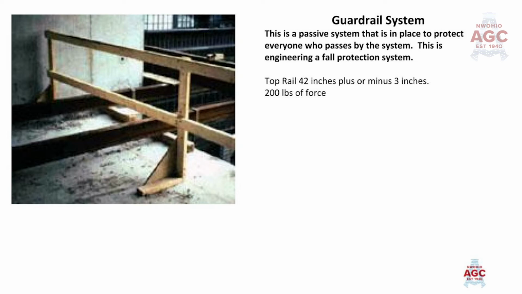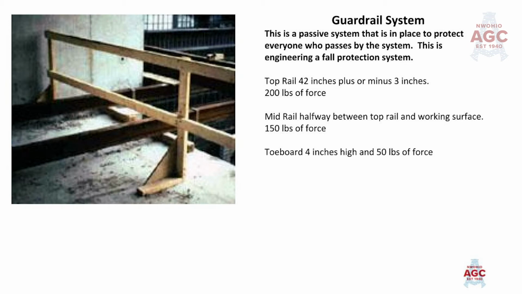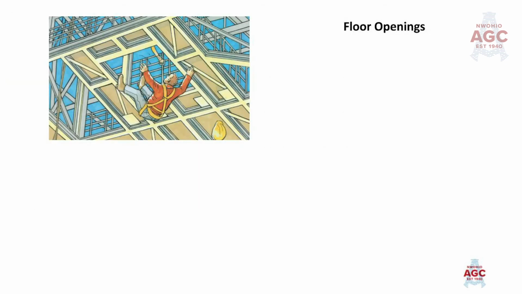Our mid rails must be halfway between the top rail and the working surface, and they must be able to withstand 150 pounds of force. And then a toe board, 4 inches high, able to withstand 50 pounds of force. And to go along with that, the boards or the pipe must be clean with no protrusions on any of the guardrails.